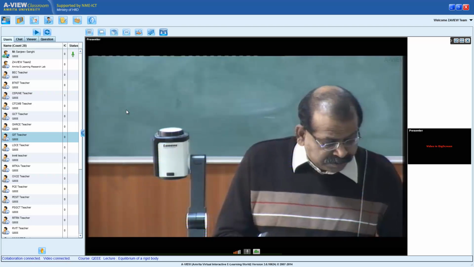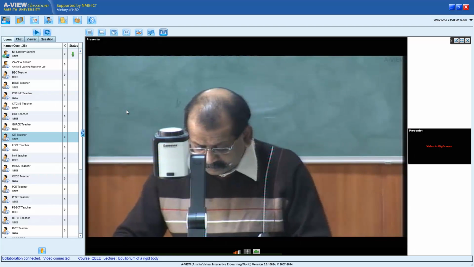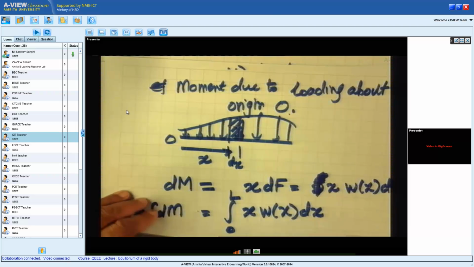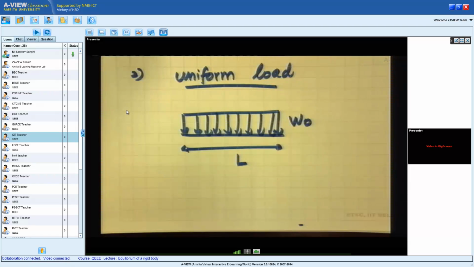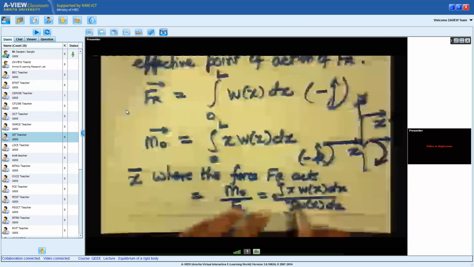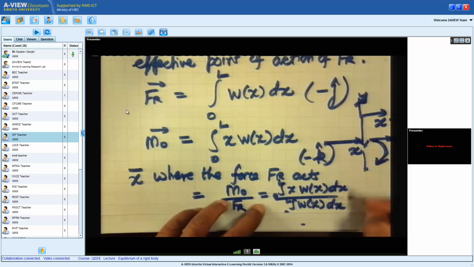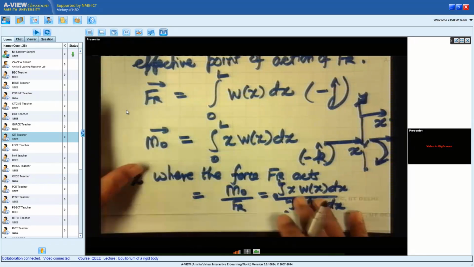And if we look at integral x W of x dx, and if I divide this by integral W of x, so this was the point where the effective force acted. Integral x W of x divided by integral W of x actually tells me that the force acts at the centroid of the area. This is the definition of the centroid.